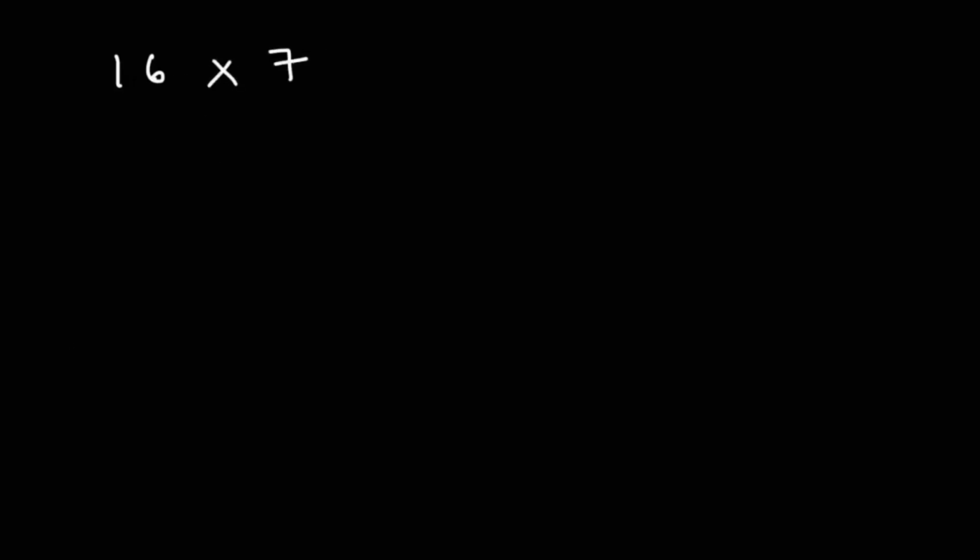What is 16 times 7? Well, one technique you could use is long multiplication. First, you can multiply 6 times 7, which is 42. What you need to do is write the 2, carry over the 4, and then multiply 7 times 1, which is 7, and then add the 4. 7 plus 4 is 11. Thus, 16 times 7 is 112.